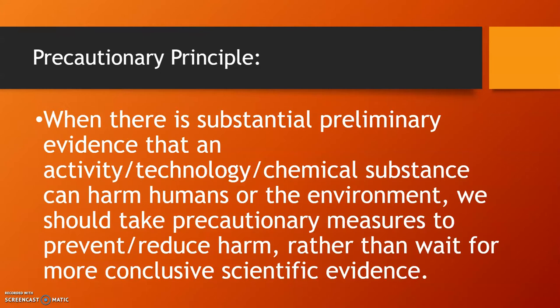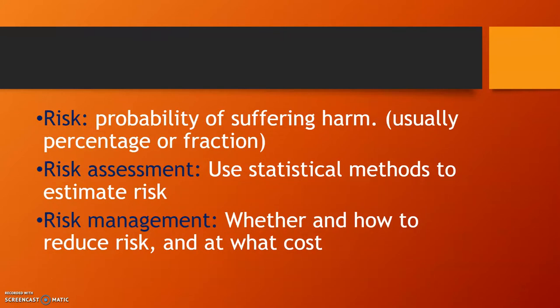The precautionary principle is when there's substantial preliminary evidence that some sort of activity, technology, or chemical substance can harm humans or the environment, we should take precautionary measures to prevent or reduce harm rather than wait for more scientific evidence. Risk is the probability of suffering harm. Risk assessment is using statistics to estimate risk, and risk management is whether and how to reduce risk and at what cost.